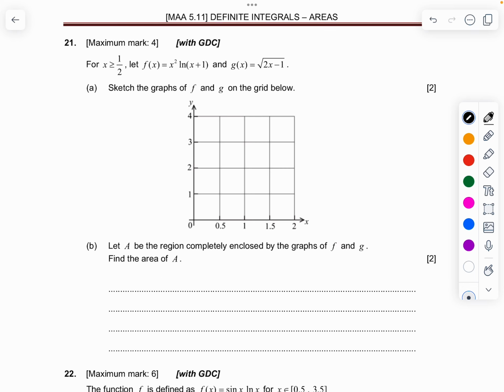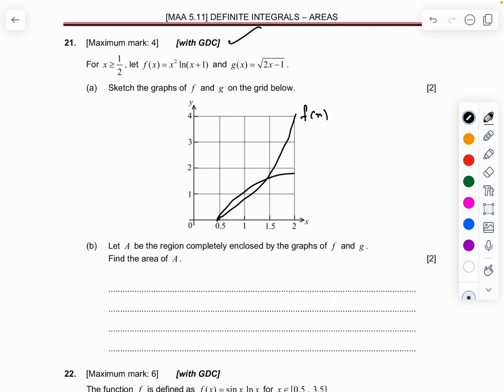Then sketch the graph for f of x equals x squared. Approximately from the GDC, because GDC is allowed, so I'm trying to draw the graph. It will be in this way.